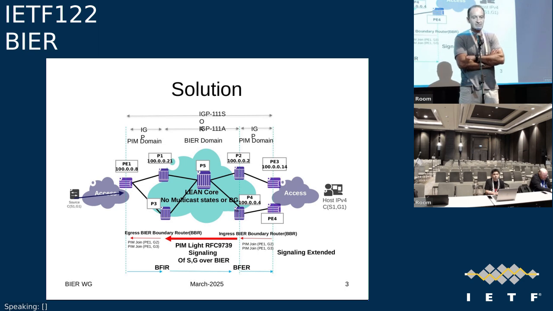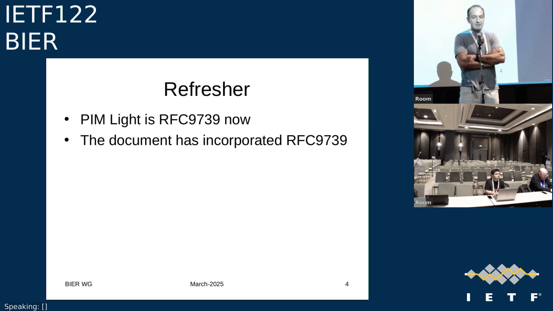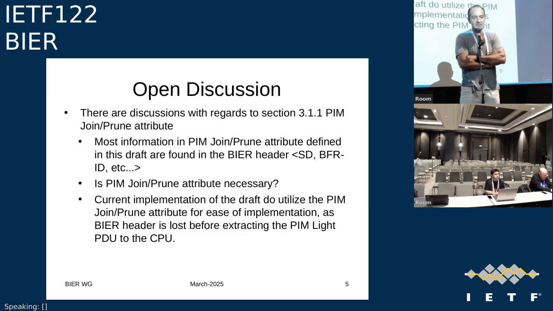Next slide. Yeah, next slide. So there are some open discussions. I know there was a discussion between Stig, Jeffrey, and myself with regard to the join prune attribute. So right now we use the join prune attribute to send a bunch of information from the EBBR to IBBR, and that information is the subdomain, BFR ID, and some other information that you can read in the draft.